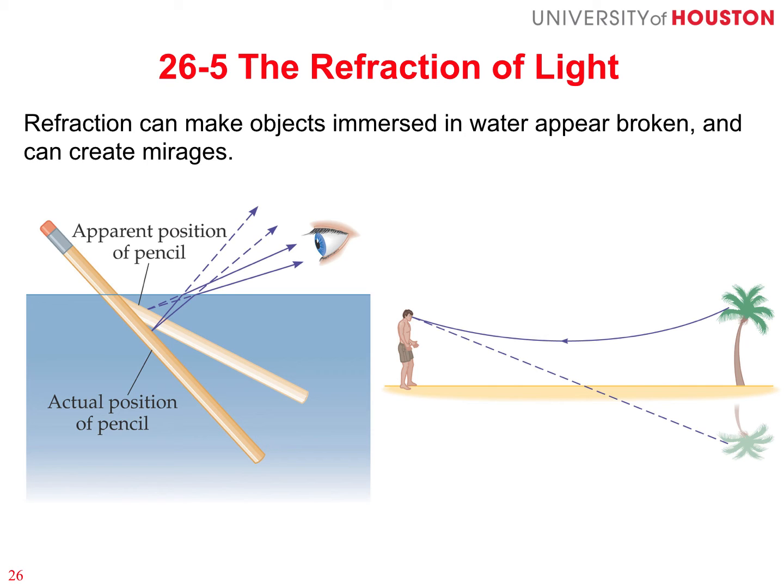A second example is a mirage. In this example, the ground is heated to a higher temperature than the air, and the air just above the ground will have a higher temperature than the air further up. Because of these differing temperatures of the air, one has essentially two different indices of refraction, and this can cause light to bend. When this happens, the palm tree will appear that it's coming from below the ground, which creates this mirror image effect that we often see on roadways that are very hot.